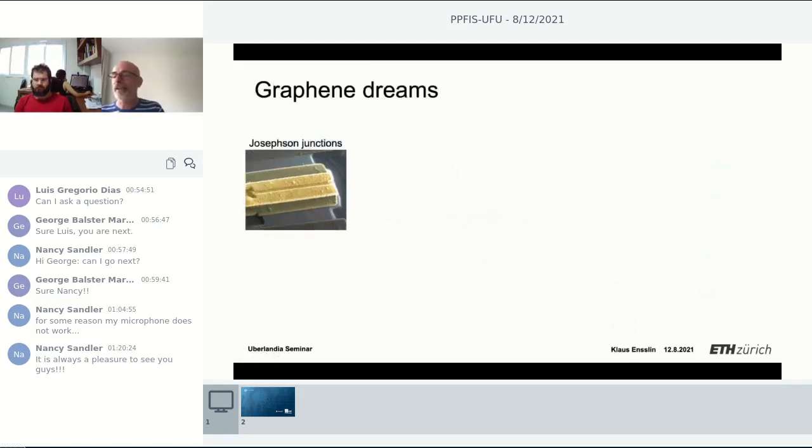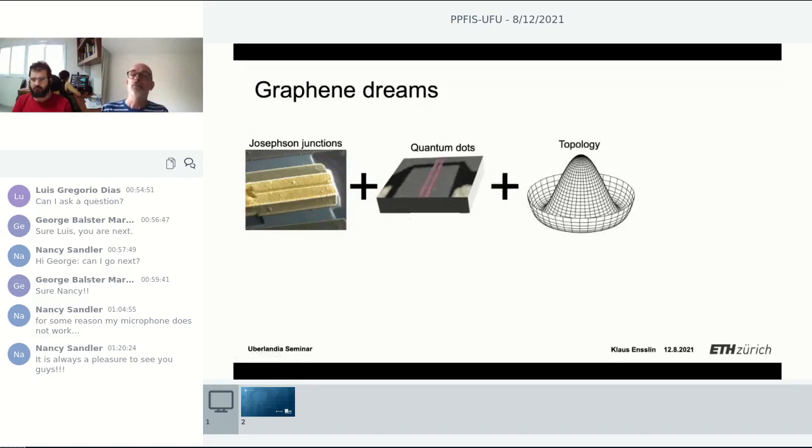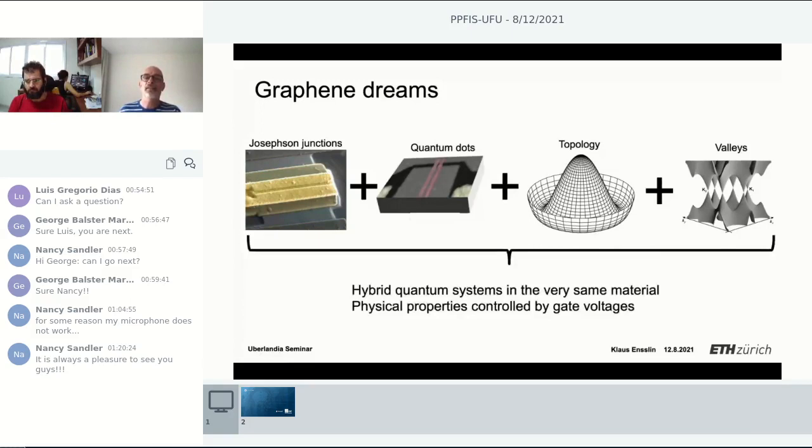Okay, now let me come to the end and let me dream a little bit. So we can build Josephson junctions in graphene. We built quantum dots in graphene. This is magic angle twisted layer graphene. This is untwisted, but maybe this could also be in the twisted layers with various gaps. We have topology in our system. We have valley degrees of freedom in our system, which other materials usually don't have. So we think that this is a very unique setting where you can play in the very same material with different physical properties that you can all locally control by gate voltages. And so you could think, for example, of having superconducting qubits next to semiconducting qubits or quantum dots and use them for purposes where they are best at.